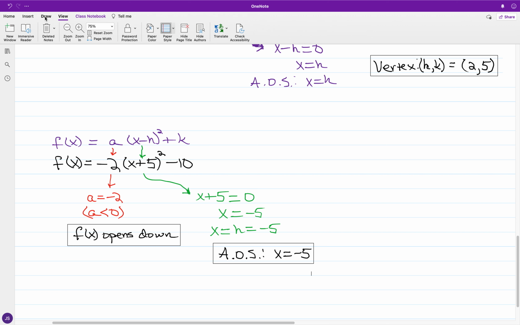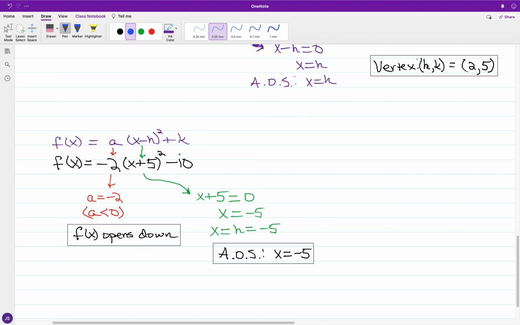And in terms of what we have with the k value, for this function we had the subtraction of 10 at the end, and so we have that k is equal to negative 10. So pairing that up along with h equal to negative 5, we have the vertex with the coordinates (negative 5, negative 10).